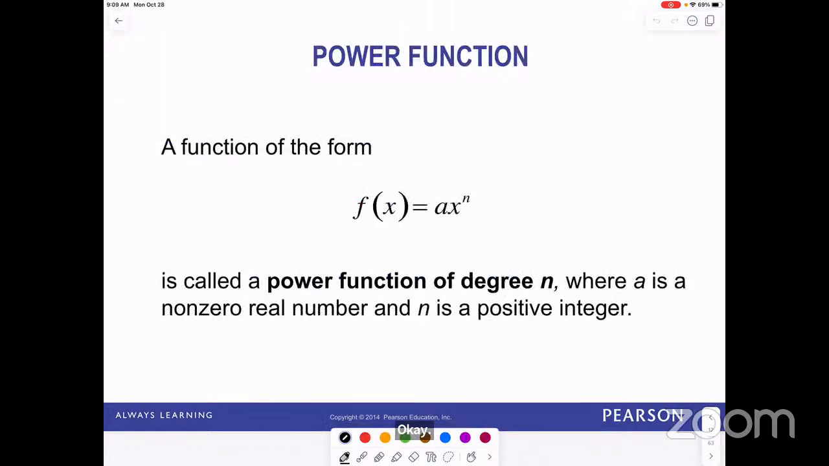So a function of this form, we mentioned this earlier, is called a power function. So we have f of x equals a times x to the power of n. This is called a power function of degree n, where a is a non-zero real number and n is a positive integer. Okay, so power function.